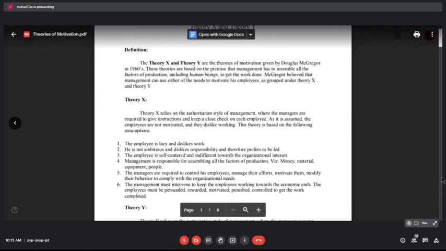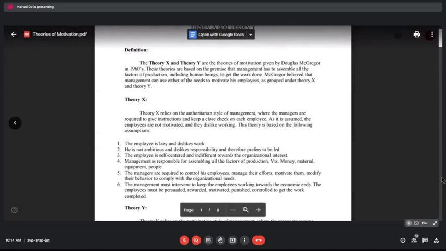According to Theory X, the assumption is that employees are lazy. They are not interested in doing work. They are not ambitious. They are not interested in learning something. They are not interested in taking extra responsibilities. They don't want to lead any team, or they have some self-interest. They are not thinking about the organizational interest.